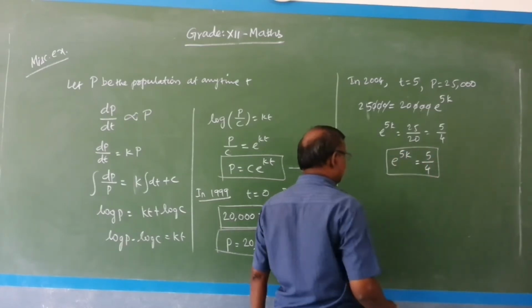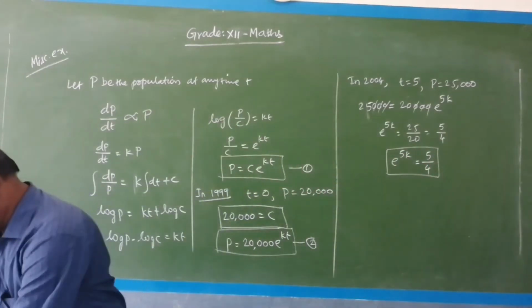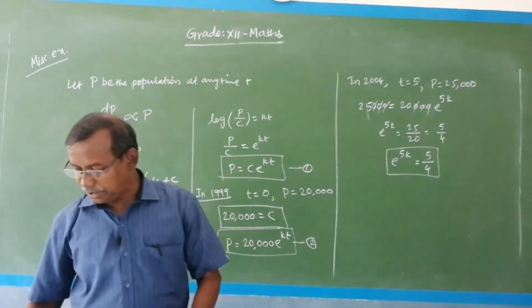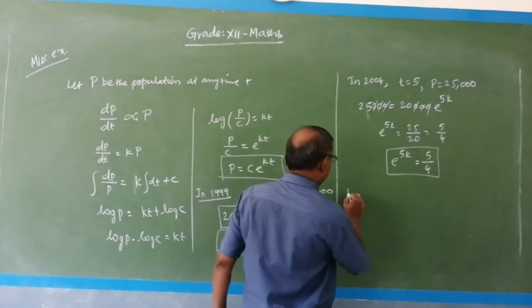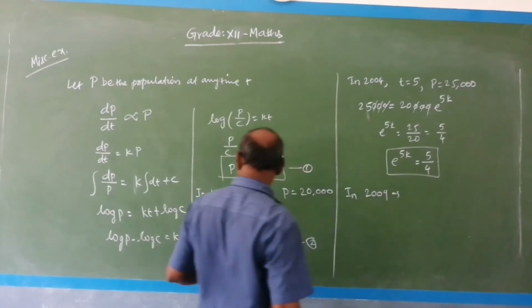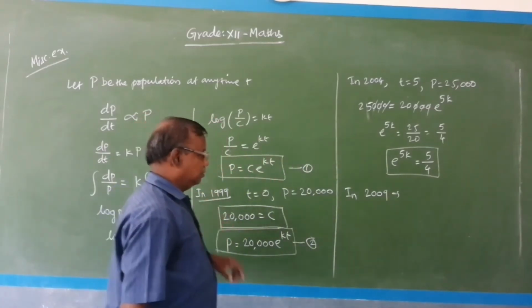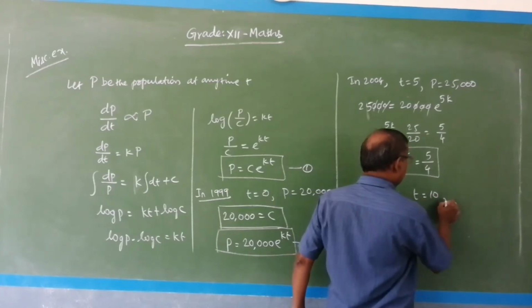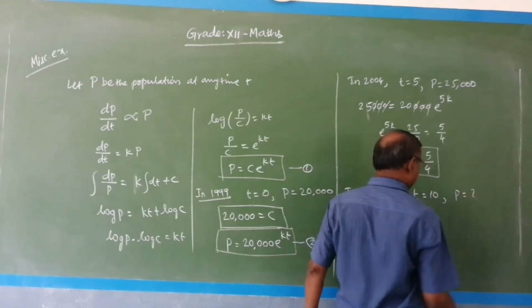Again, they are asking us what will be the population of the village in 2009. In 2009, that means over a period of 10 years. So, T can be taken as 10 years, and the population is to be calculated.